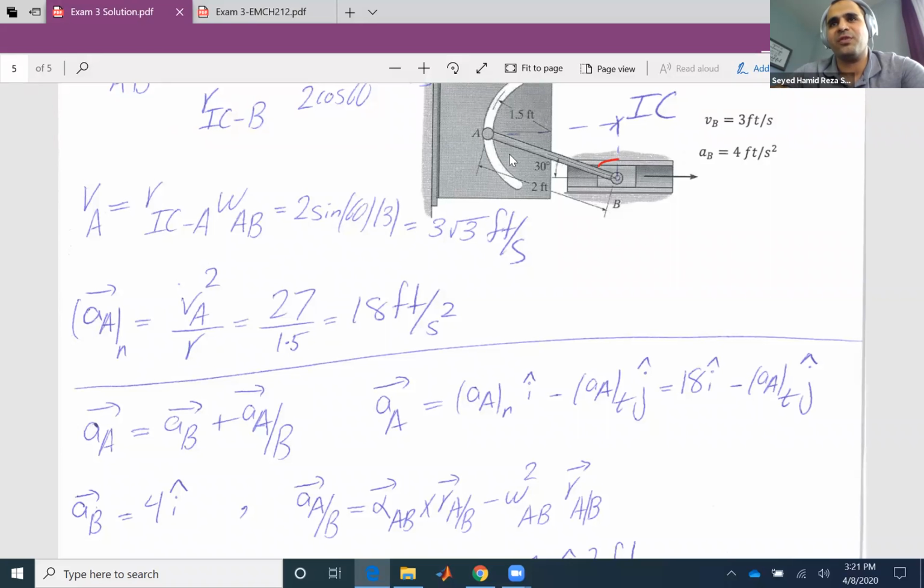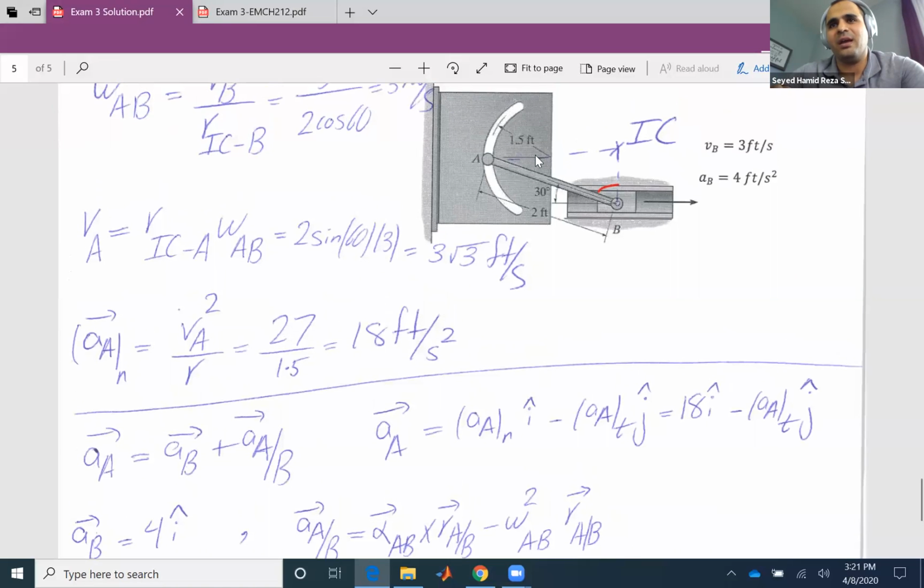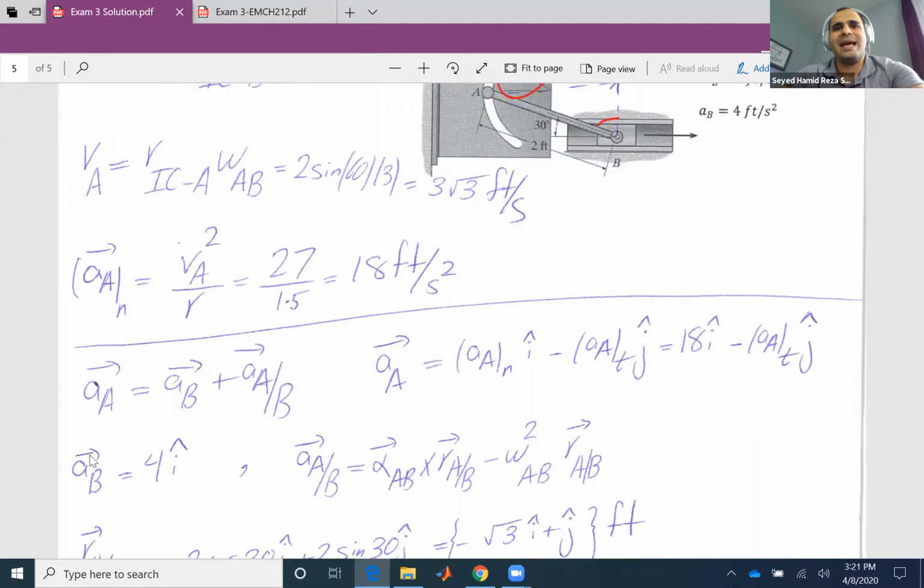This is the center of the curvature. Again, this is acceleration, so we are not going to find the radius based on the ICE. It's just based on the radius that our point A is rotating about. So this is important: 1.5 is our R here. Then we write the acceleration equation.